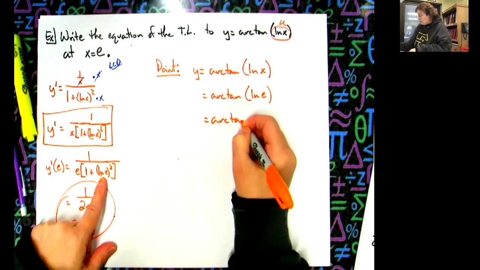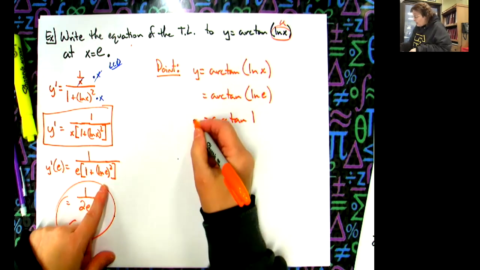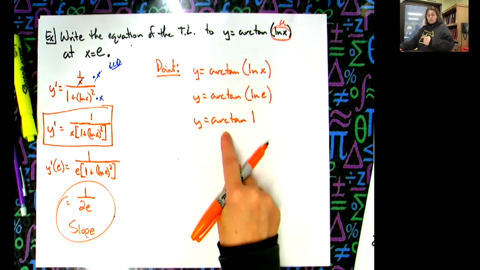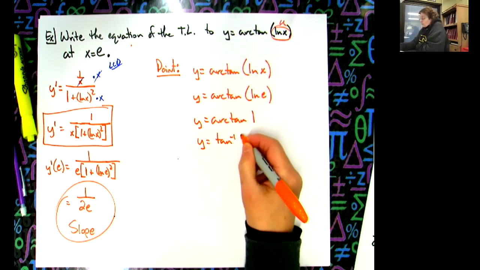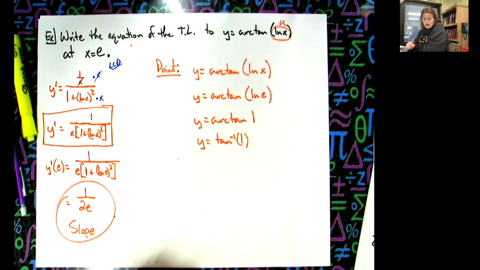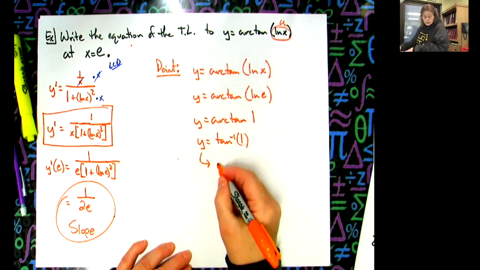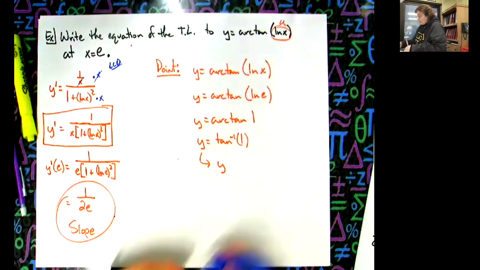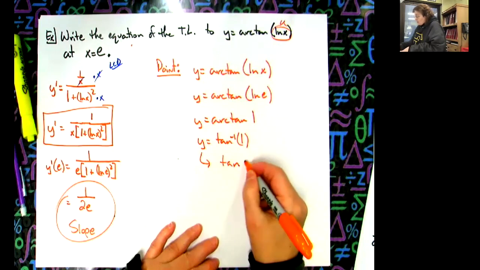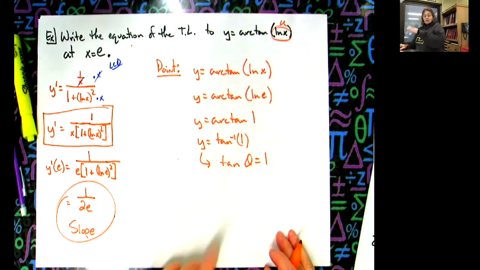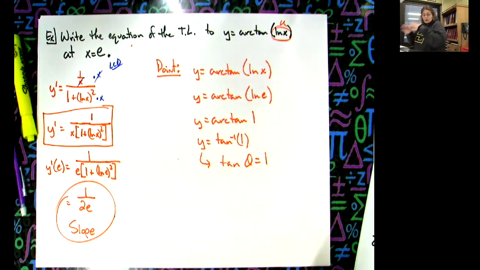So now arc tangent of 1. Let's put y equals in front. Now this is from yesterday's lesson. I'm trying to find the inverse. So actually I could write this as y equals tangent inverse of 1, which means I'm trying to find the angle where tangent equals 1. From yesterday's notes, I don't need a y equals. I'm trying to find a theta such that the tangent of theta equals 1. That's what the inverse function is. I'm trying to go backwards. I have the answer, which is 1, and I'm trying to find the angle.